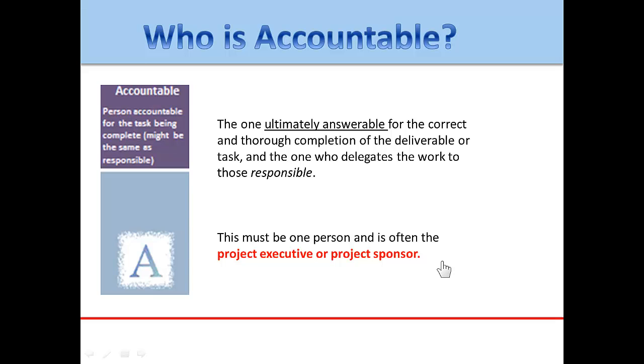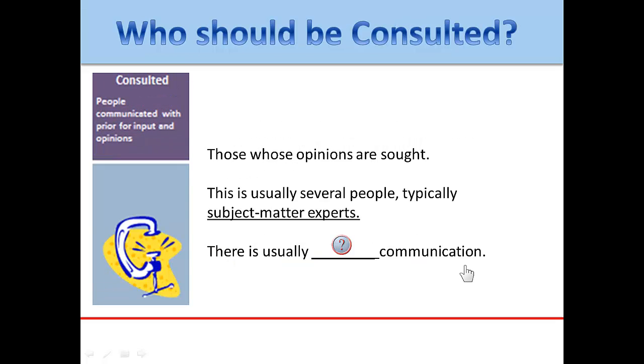The answer is this must be one person and is often the project executive or the project sponsor. It's extremely important, again, to have one person who is the accountable person or the sign-off person, the executive, the sponsor. Third column, who should be consulted?